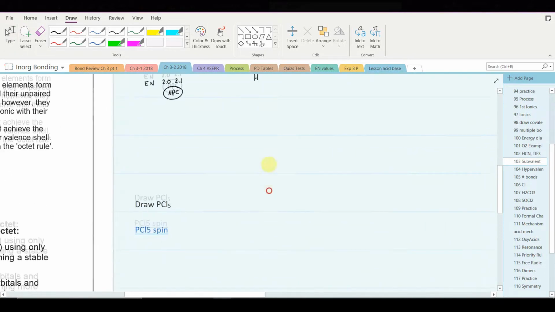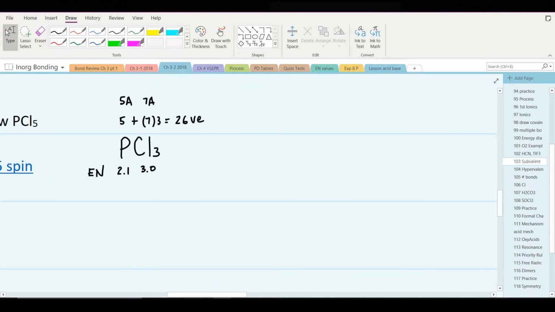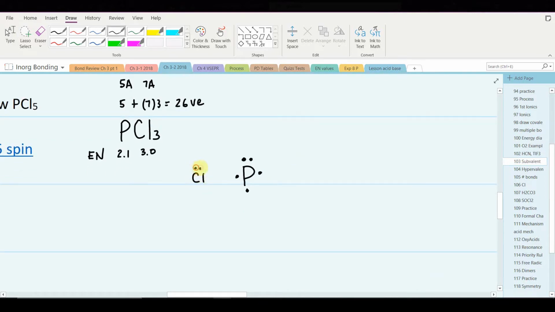I'd like to start by having you draw, let's draw PCl3 first. Phosphorus trichloride. This is group 5A. Group 7A, 5 plus 7 times 3, 21, and 5 is 26 valence electrons. Electronegativities, please. 2.1, phosphorus is the same as hydrogen, 3.0 for chlorine. So phosphorus will have one pair and 3 unpaired electrons. Remember the rule? The single unpaired electrons always form bonds. The pairs may or may not.